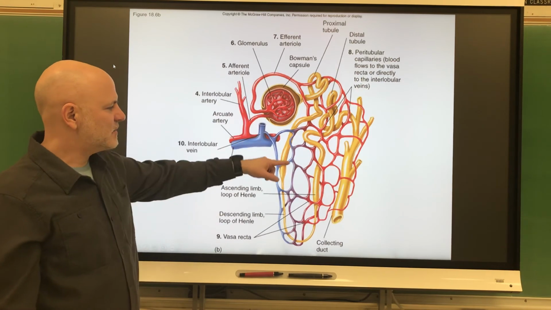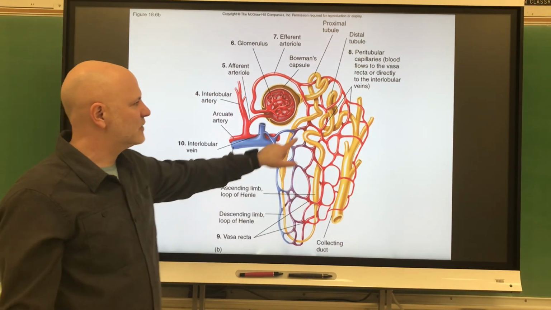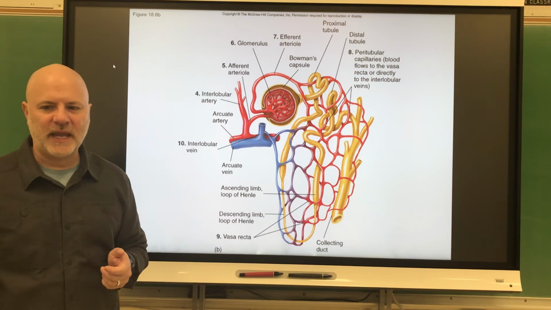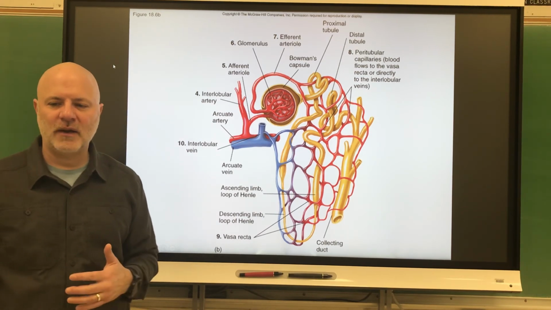Going back to this picture here, we have all these blood vessels around the tubule, and those are called the peritubular capillaries. These are blood vessels that surround the renal tubule.